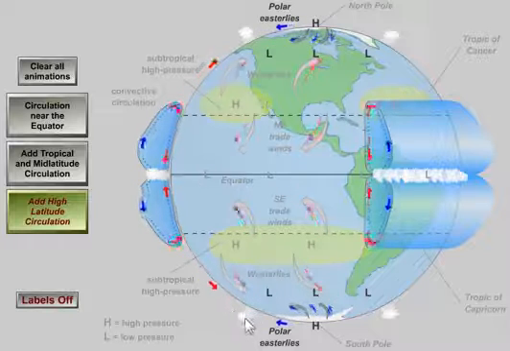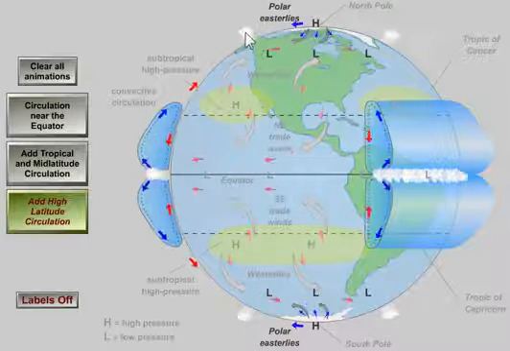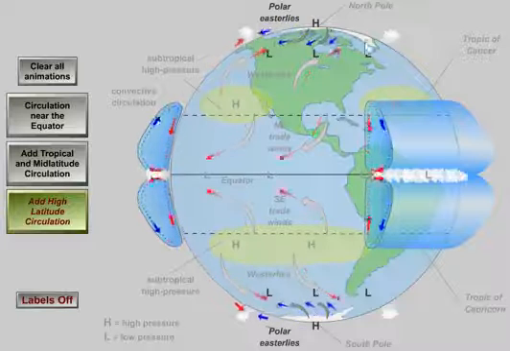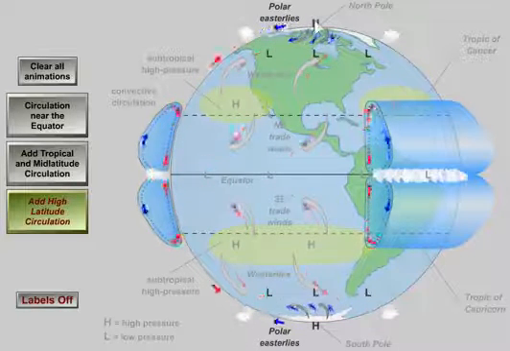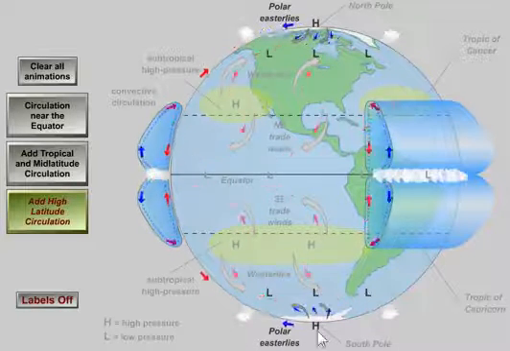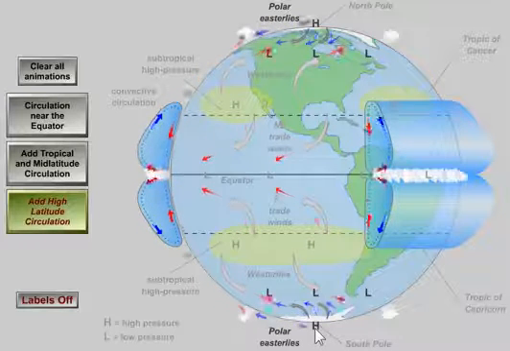And it creates an area of rising air, and again, rising air produces high precipitation belts at about 60 degrees north and about 60 degrees south latitude. At the poles themselves, the precipitation is quite modest because the air is sinking, and that creates low precipitation.